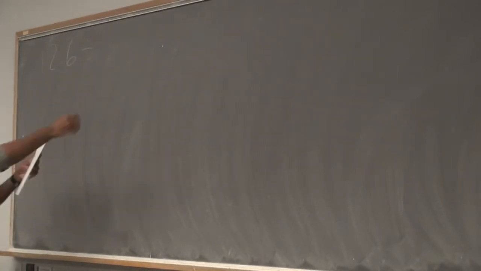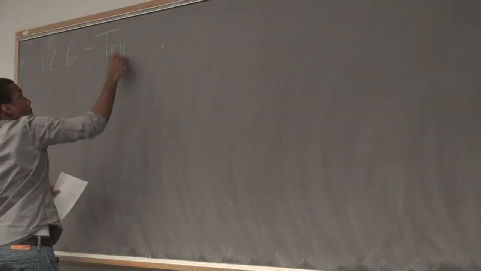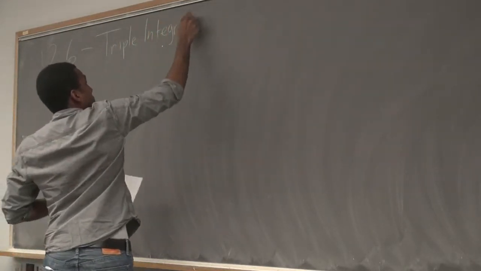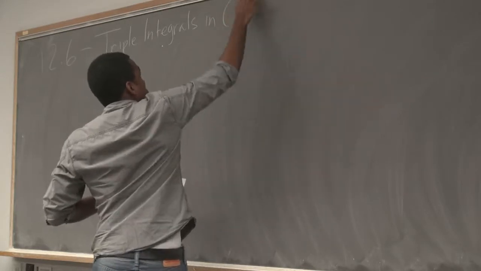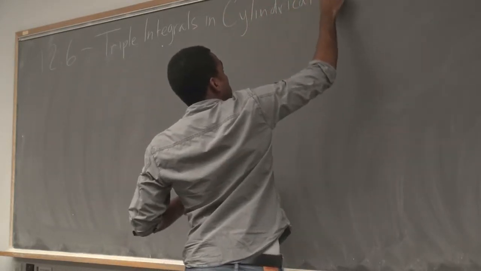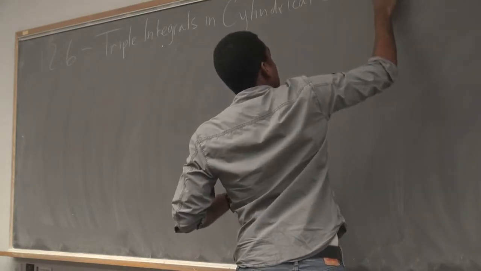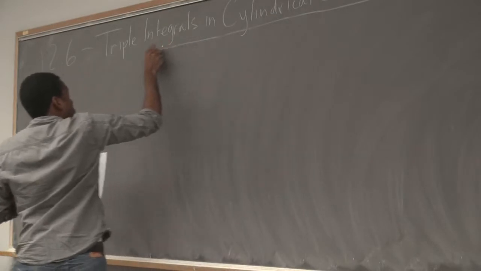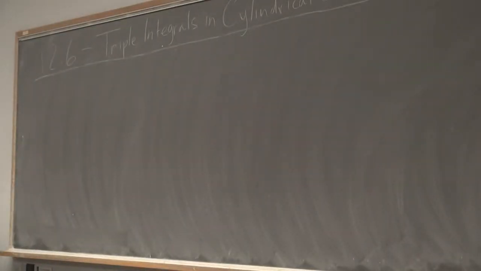Going to be 12.6 now. Triple integrals in what we call cylindrical coordinates. Now, all cylindrical coordinates really means is just polar coordinates, but we throw a third variable in there and we use a triple integral. That's pretty much it.